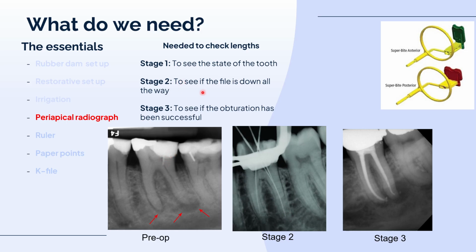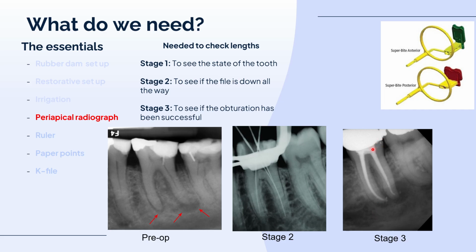Stage 2, the dentist may use this to check to see if the file's down all the way. So you can see here the file's down all the way on the distal canal, but on the mesial it looks a bit short. So the dentist may use a PA to check the file's progression through the canals. And then stage 3, I mean, correct me if I'm wrong, I think it's a legal thing. You do need to take a final X-ray to make sure that the obturation or our rubber filling has been done to an excellent standard.